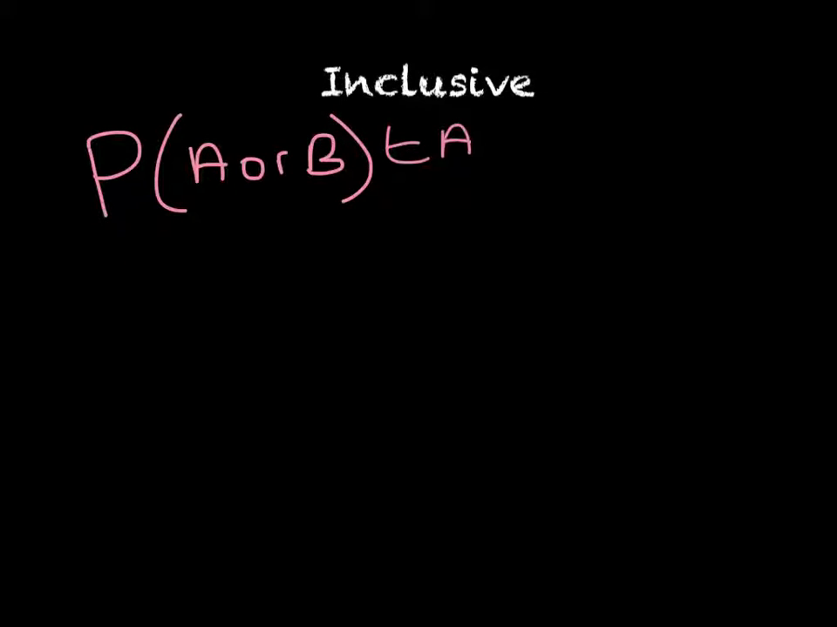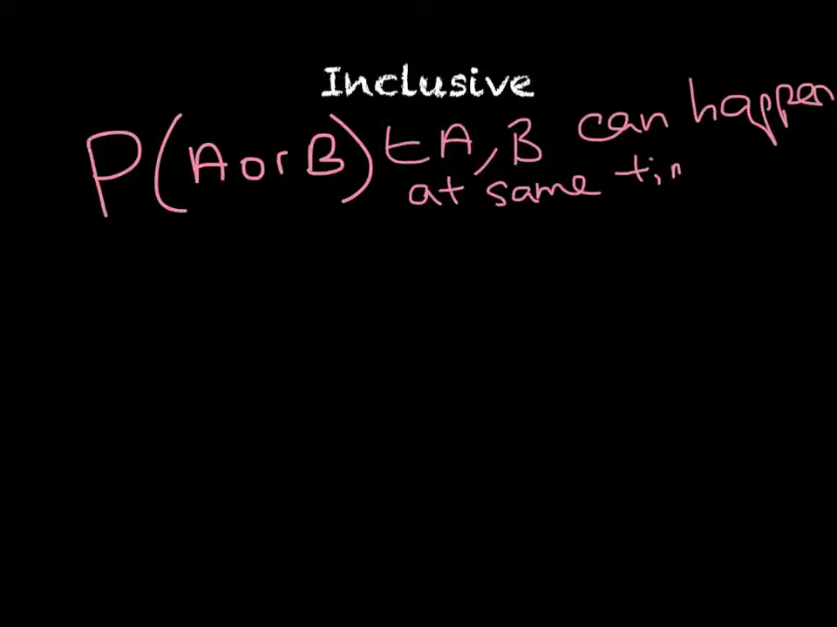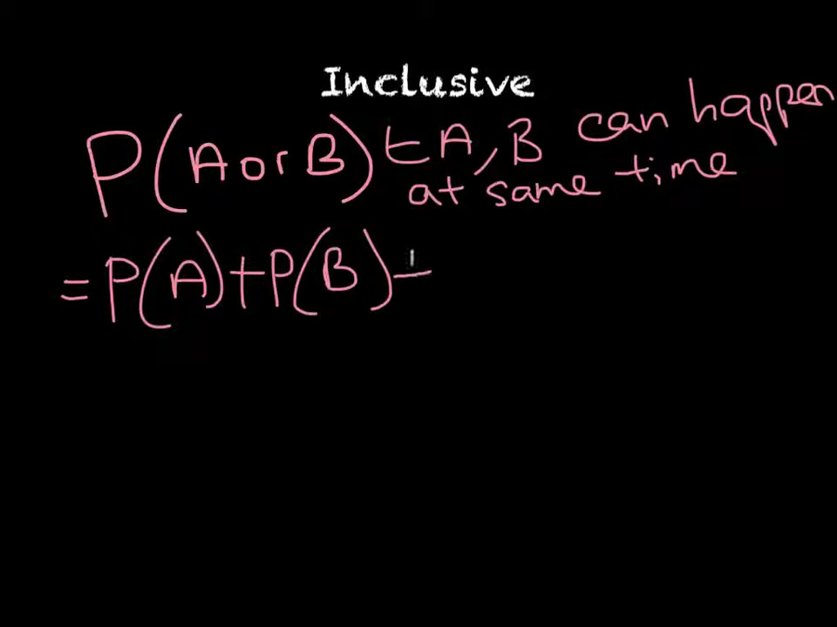If two events are mutually inclusive, then when you want to find the probability of A or B, so they can happen at the same time, what you do is, instead of just adding up the two separate probabilities, you have to subtract the probability of A and B. Let's look at an example to see why this is true.